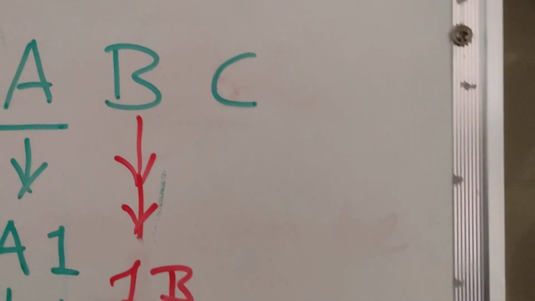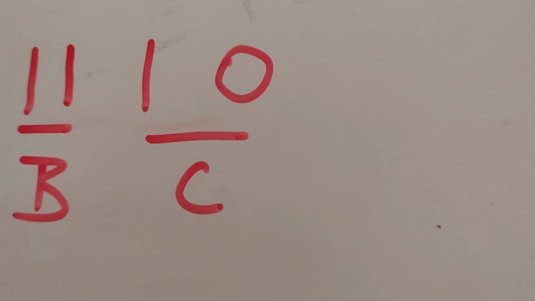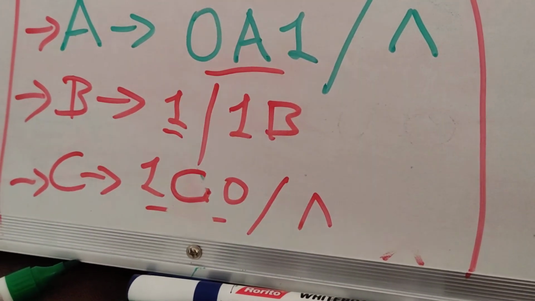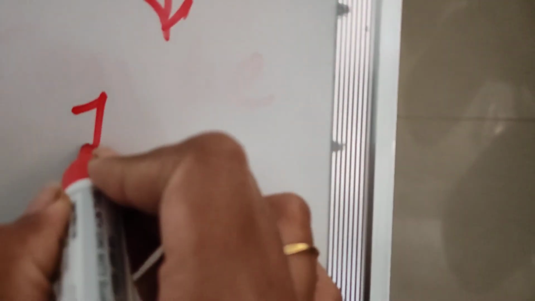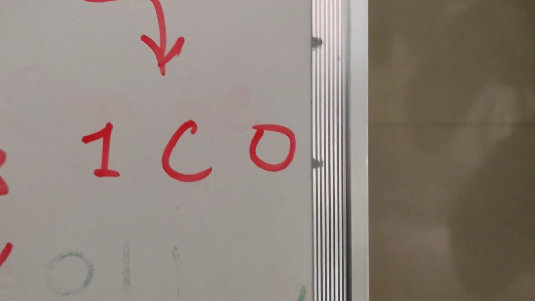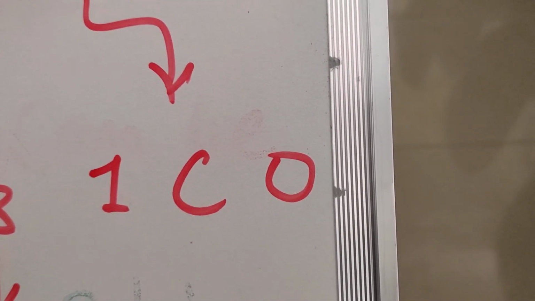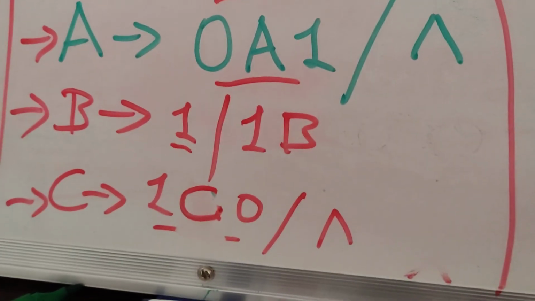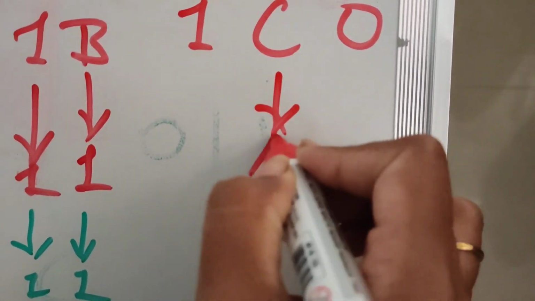Now next turn is for C. From C, what do I want to derive? From C I want to derive 1 0. Is there any production rule which derives 1 0? Yes, the first production rule. From C I am getting 1 C 0, so here I am going to use 1 C 0. Now from C further I want to derive something, but here 1 0 I wanted only once. So C has to be null. Is there any production which derives null? Yes, C is deriving null. So I can take null from C.